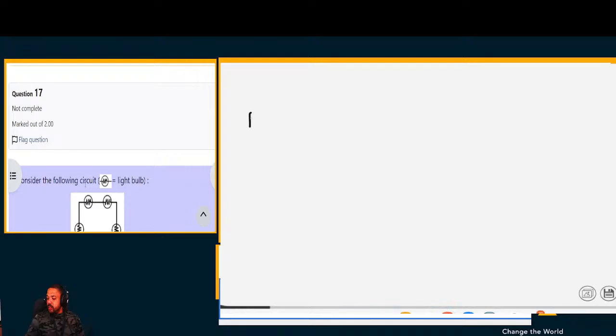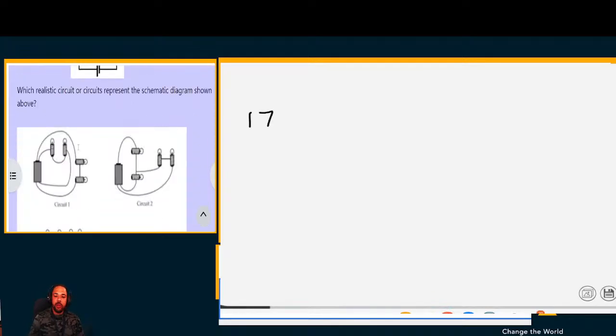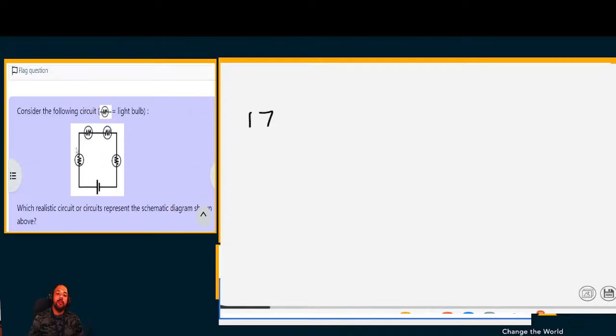Question number 17. There is one question that I keep. Oh, yeah. Consider the following circuit. That circuit there is a series circuit. We have a series circuit. Let's consider that circuit there.